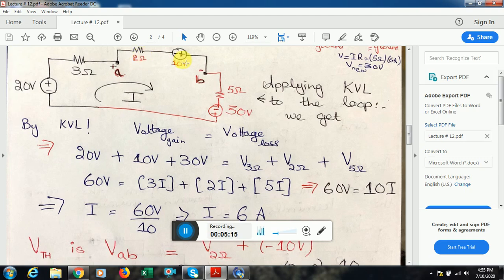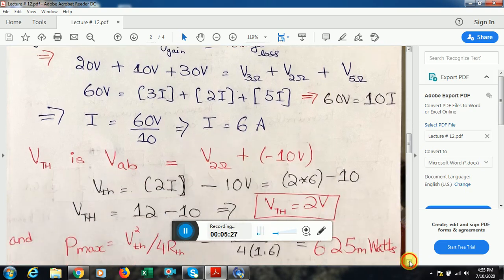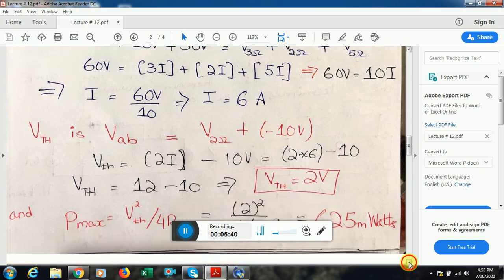Now you can see that this is the plus higher potential terminal, and I have identified this as negative. Since the battery terminals are not in conformance with the Thevenin voltage, that's why we put a negative sign over here. So V2 ohm was 2I minus this 10 volt. We just found that the current flowing through the circuit is 6 ampere. By inserting the value of current, I get to know that VThevenin is 2 volt.